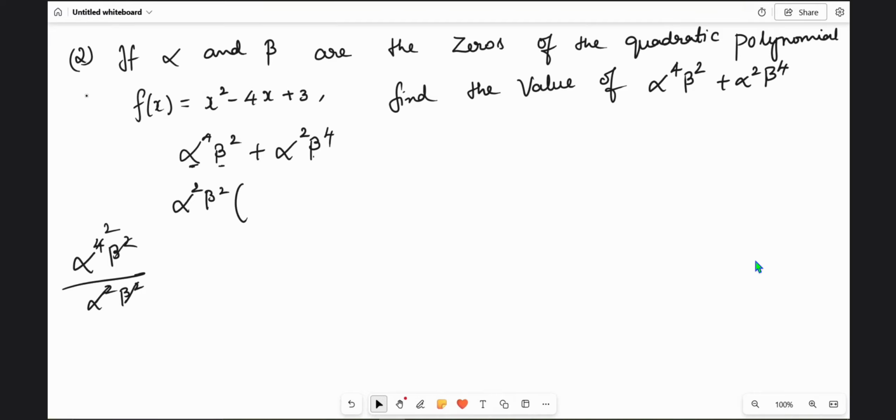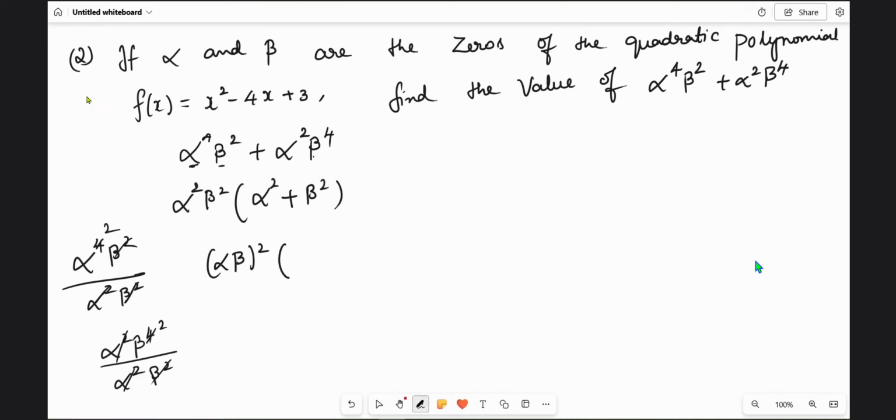This will be 2. Alpha square you will get inside, plus alpha square into beta to the power of 4 by alpha square beta square, beta square you will get, correct? So this I can write as alpha into beta whole square into alpha square plus beta square. Listen carefully, many times you have to use this method only. Sometimes the question will be such that you will not be able to find the alpha value and beta value directly. Then you have to use this method itself.